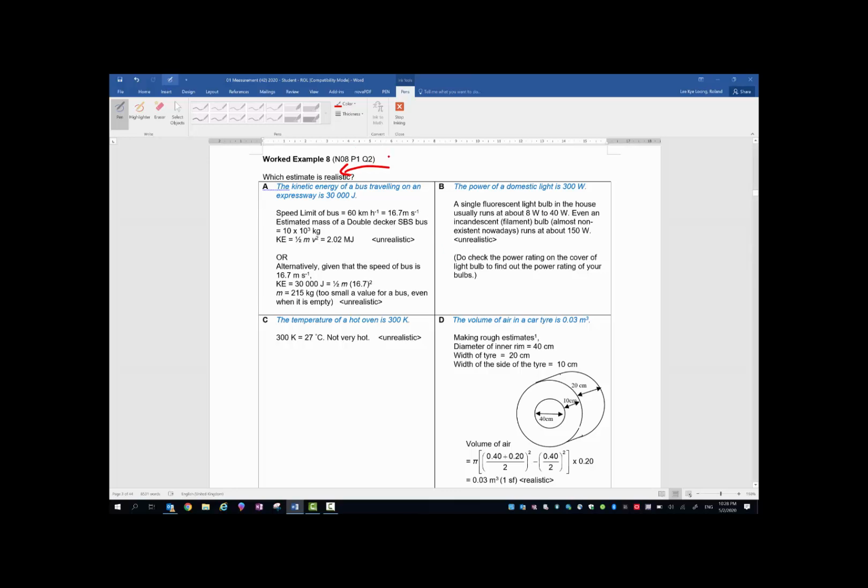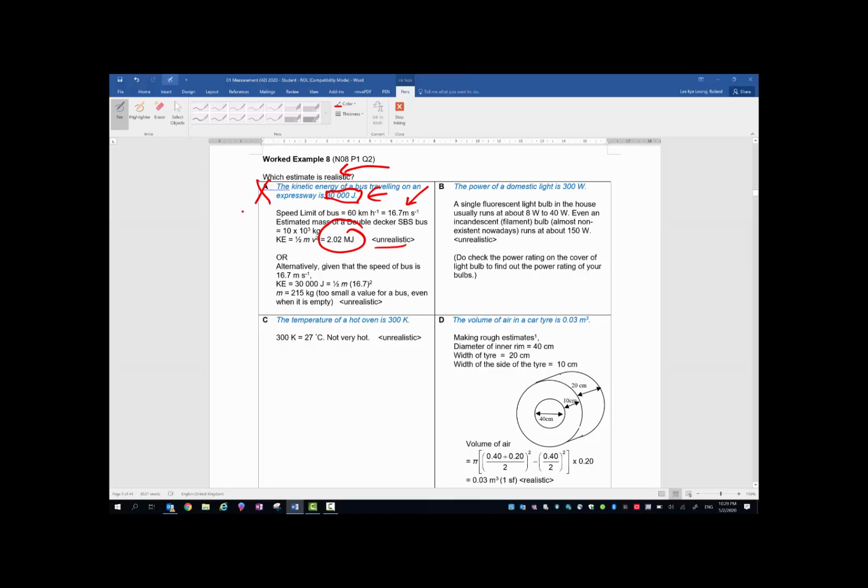The KE of a bus traveling on an expressway is this. So ask yourself, on the expressway, how fast does a bus travel? In Singapore a bus is limited to 60 kilometers per hour, but you have to do your calculation in SI units, so it's meters per second. A double decker bus is about 10 tons. If you calculate the KE, it's about 2.02 megajoules. But the option says 30,000 joules, therefore it is not reasonable. So it is not realistic. So option A is wrong.